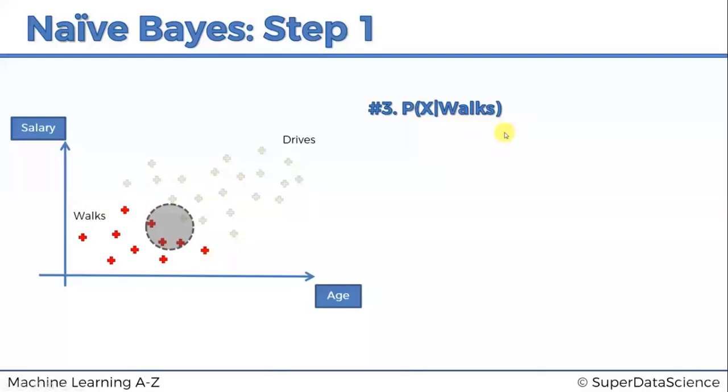So the question is, given that we're only working with the red dots, what is the likelihood that a randomly selected data point from our data set, from the red dots, is somebody who exhibits features similar to the point that we are adding to our data set? So basically, what is the likelihood that a randomly selected red dot falls into this gray area, into this circle? That's the question we're asking. And that's also very simple.